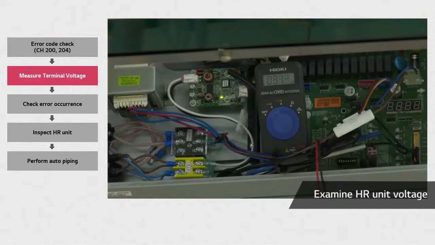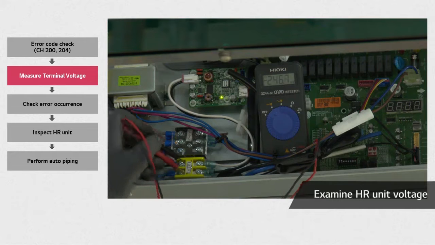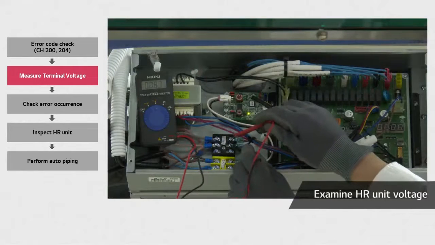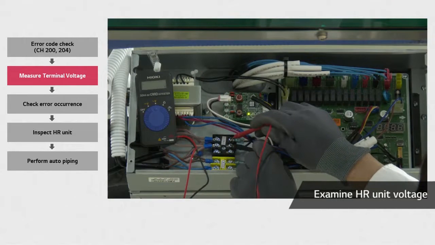To solve this error, start by measuring the voltage of the communication terminals A and B of the HR unit. These terminals connect the HR unit with the outdoor unit. The normal range should be between 1 and 5 volts. For the power terminal, 220 volts is considered to be normal.